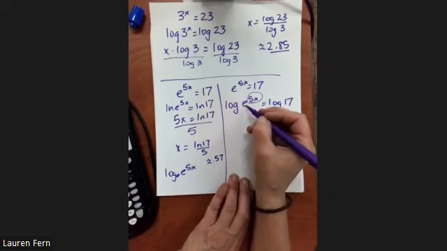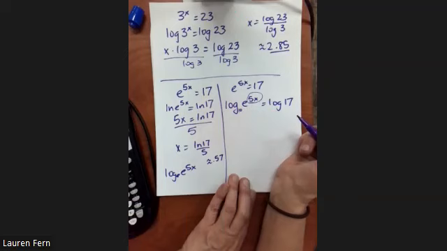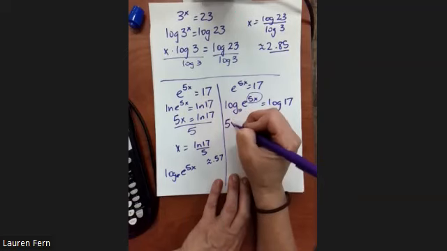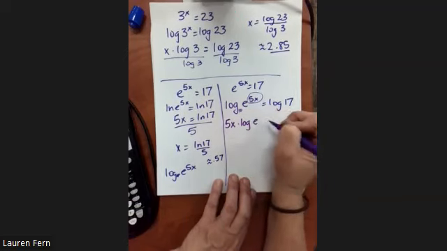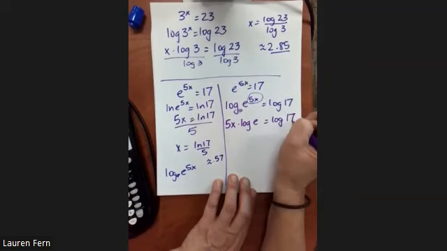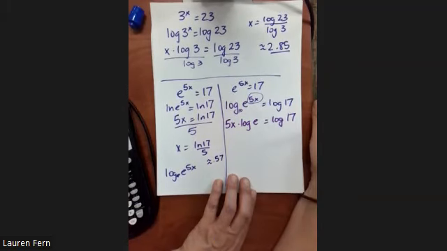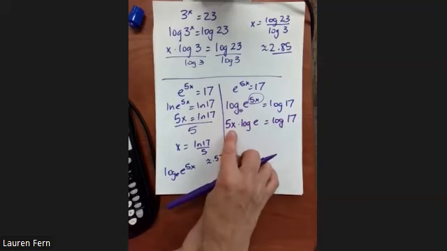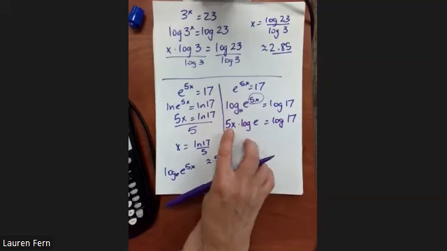Bring it down in front. Notice these don't cancel because by default, this is log base 10. So I have 5x times the log of e equals the log of 17. But I just want x all by itself. So how do I get rid of what I'm multiplying by?